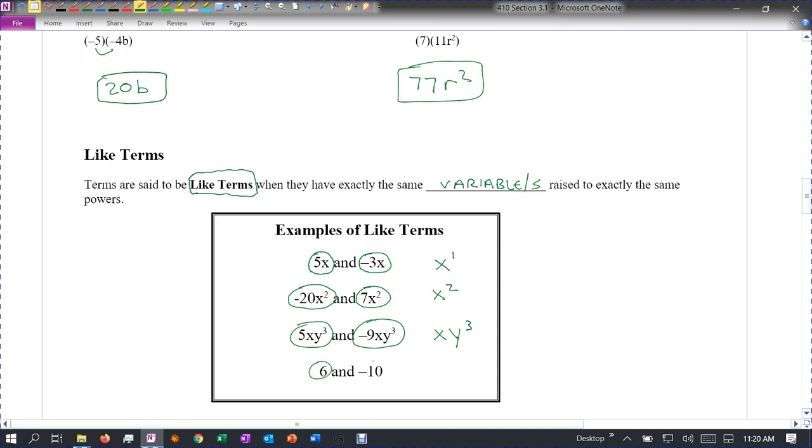And then these, of course, they're both just numbers, right? Just constants. So they both don't have x. And these would also be referred to as like terms because they actually have the same variable raised to the same power, because they both don't have variables. You could look at it as they both contain the variable x to the 0, which is 1. So you can imagine this is like 6x to the 0, and that one's like -10 times x to the 0. So you could technically say they have the same variable raised to the same power.